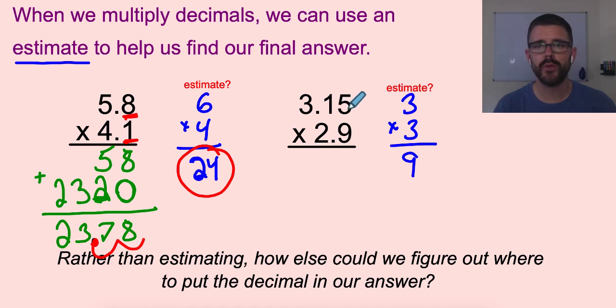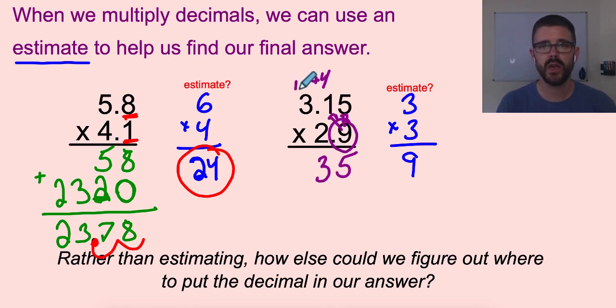Next one, 3.15 times 2.9. So you start with that first digit 9. 9 times 5 is 45. Write down the 5, carry the 4. Then 9 times 1 is 9, plus 4 is 13, carry the 1. And then 9 times 3 is 27, plus 1 is 28.